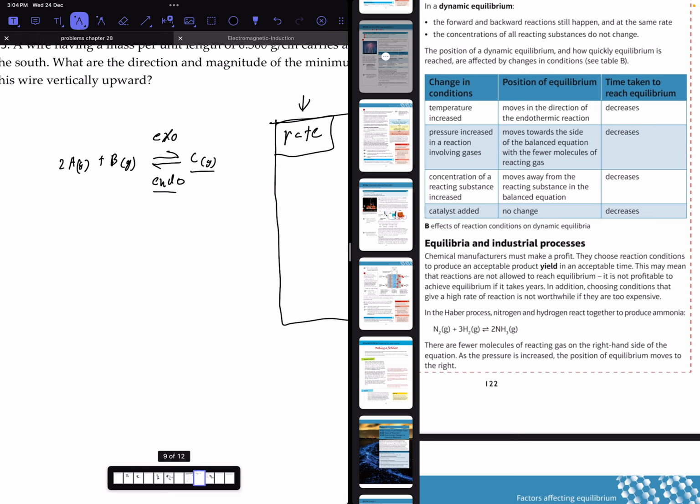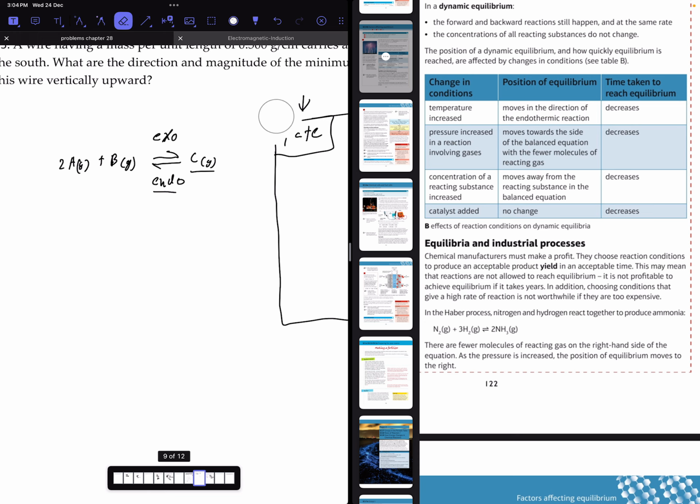So maybe write in your notes that when justifying conditions, because you'll get questions like, why did they use this condition? Even though this condition may lead to less of what we want being made, or a smaller yield, that's the word you should use, we sometimes prioritize rate of reaction.